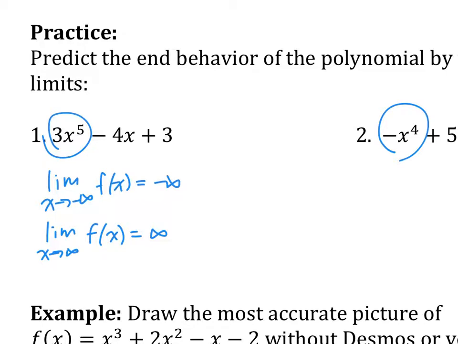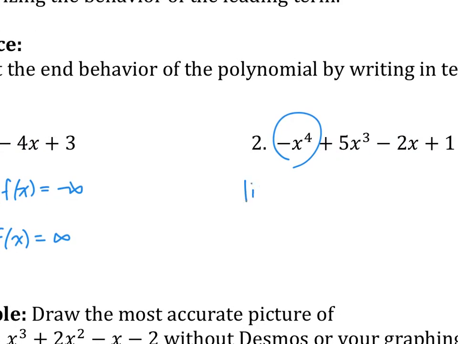And number 2, x to the fourth is going to dominate, so that's an even function, both ends point up, but there's a negative, so it points down. It's going to flip over. So limit as x goes to infinity, f of x goes to negative infinity, and limit as x goes to negative infinity, f of x goes to negative infinity.